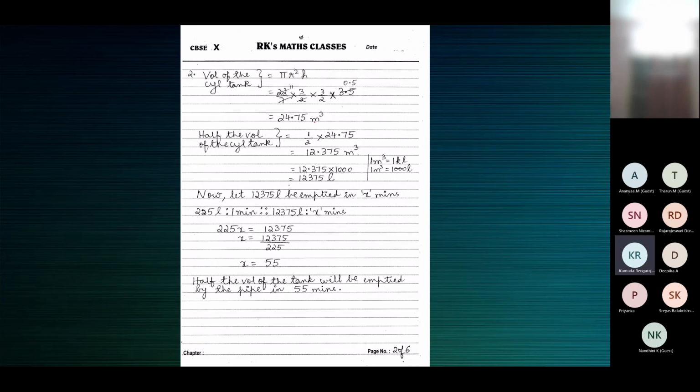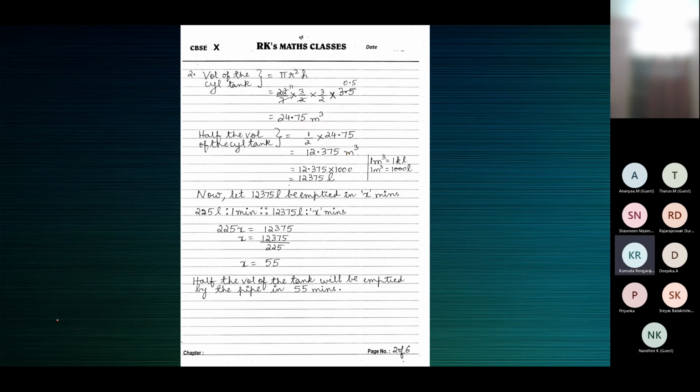You have to check your answer. You don't have to use any formula. See this, it's like this. Volume of the cylindrical tank is pi r square h, which you all know. You must have got 24.75 meter cubed. And half the volume of the tank, because only that has to be emptied. Divide by 2, half or dividing by 2 are the same. So this is half the volume of the tank.